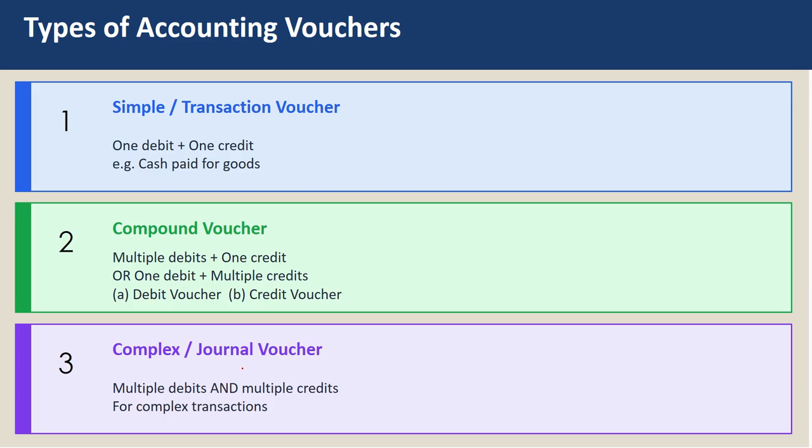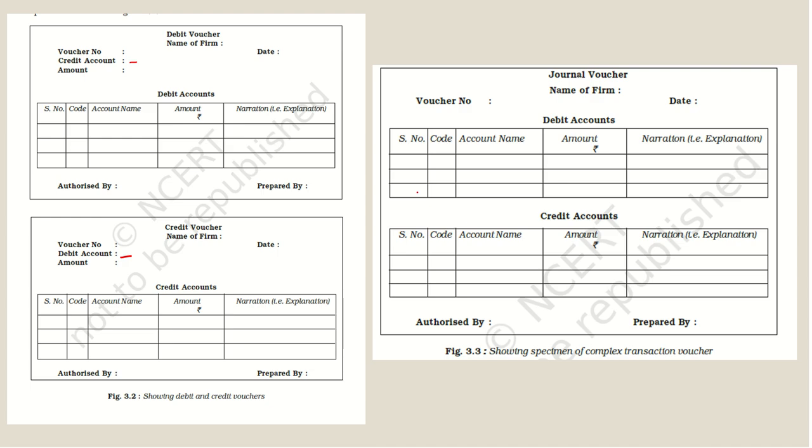Okay, there is one more type of voucher called a complex voucher, where there will be multiple debit and credit accounts. This is the specimen that is given in your textbook, where there are more than one debit account and more than one credit account. You can see multiple credit accounts that have been mentioned here. So this is the complex voucher.